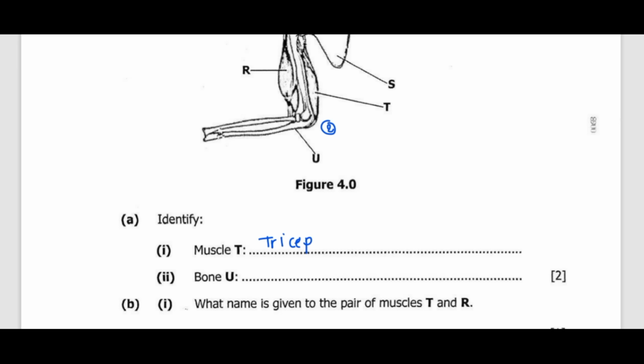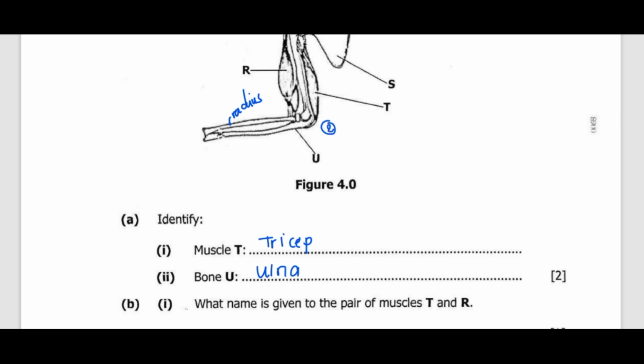Then for bone U, we have ulna. So the radius is on top. So the one on top is radius. And the best way to remember this, sometimes it may affect you, is that the ulna is larger in size than the radius, or the radius is always on top of the ulna. Then you can just use the alphabetical order. We know that R comes before U. So R on top, then U here. So our U is ulna.